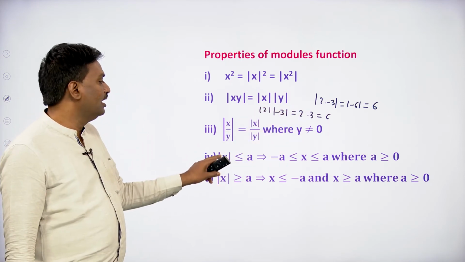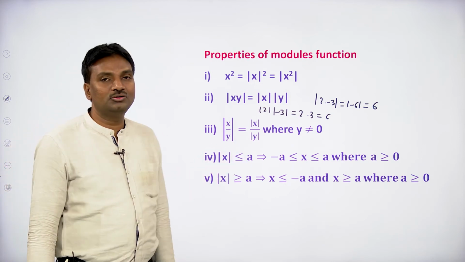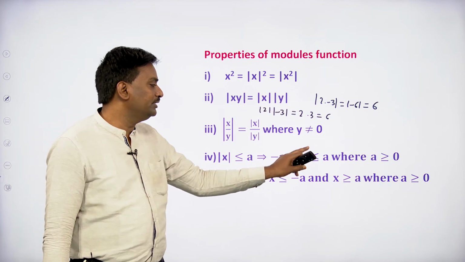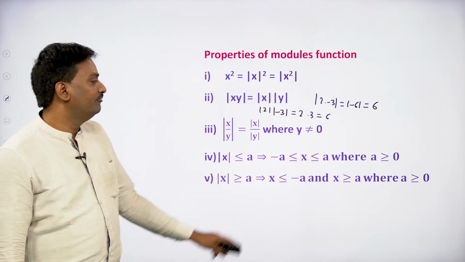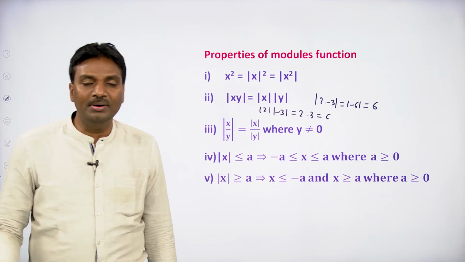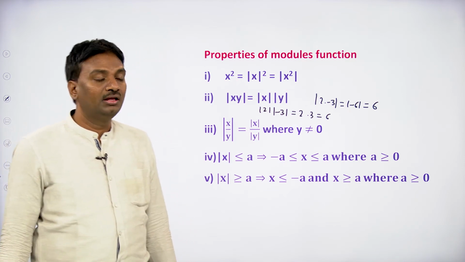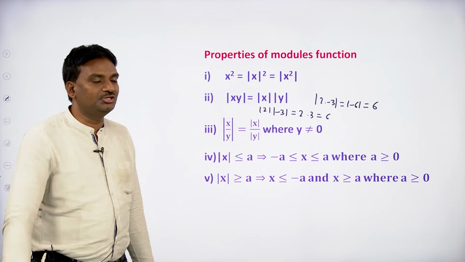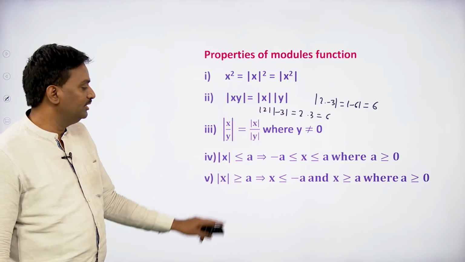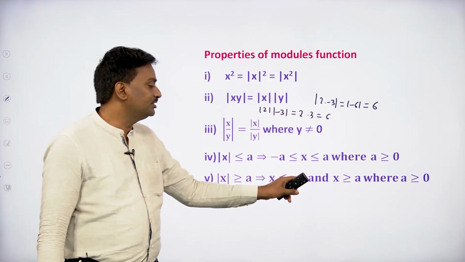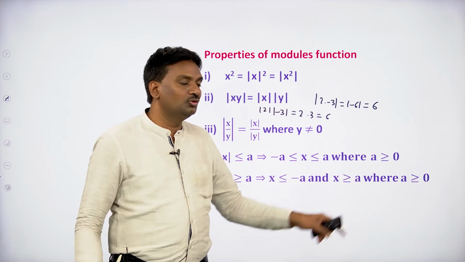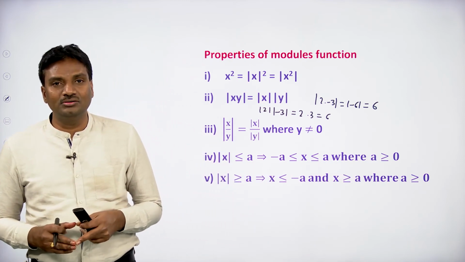So the next property, modulus of x less than or equal to a. This can be represented as minus a less than or equal to x less than or equal to a, where a greater than or equal to 0. So a may be 0 or a positive number. If you take modulus of x greater than or equal to a, in this case we can write x less than or equal to minus a or x greater than or equal to a. Here also a greater than or equal to 0.